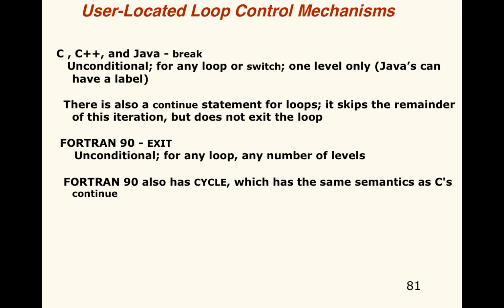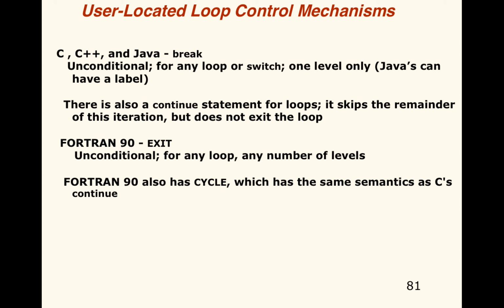So this might be a little bit more relevant to you. And again, you don't have to know how each language implements the for loop. You want to know the concept of the logical controlled loop. In C, C++, and Java, there was a break. You put the unconditional for any loop or switch. One level only. Java can have a label. You can put labels in Java, actually. I'm not going to talk about labels because they're sort of like go-to statements.